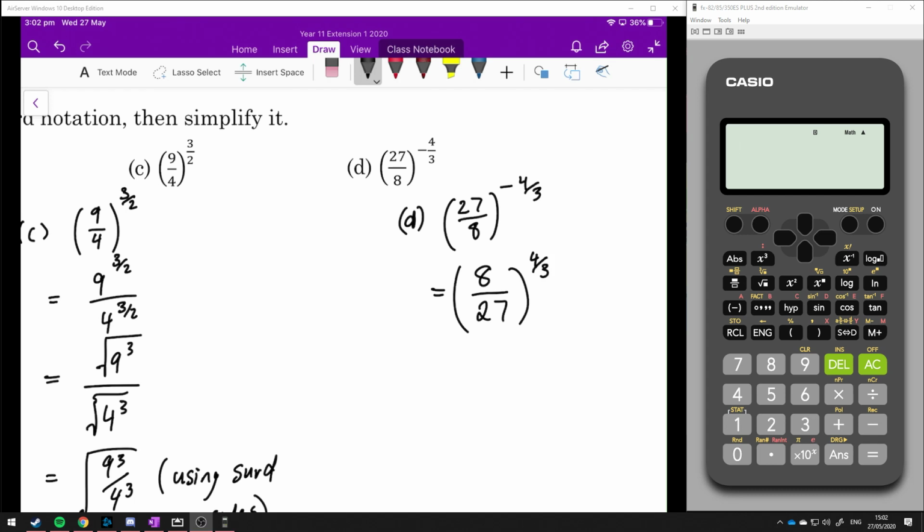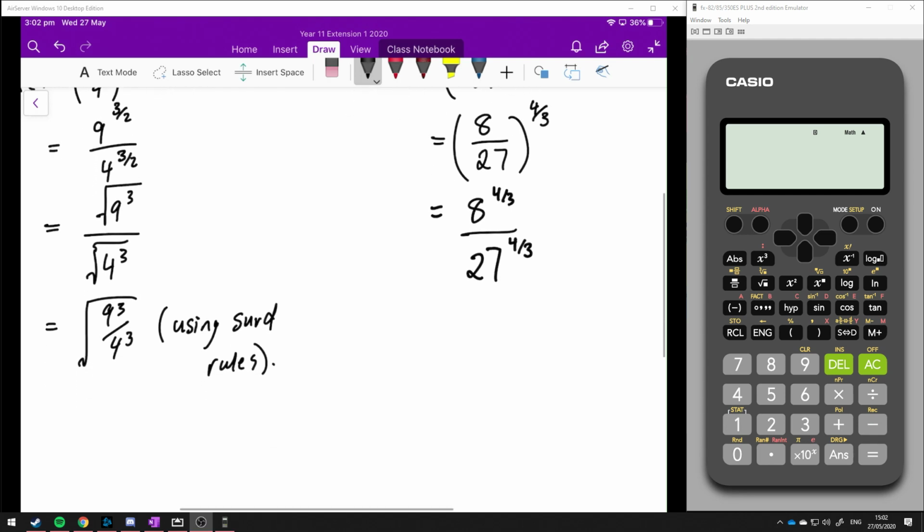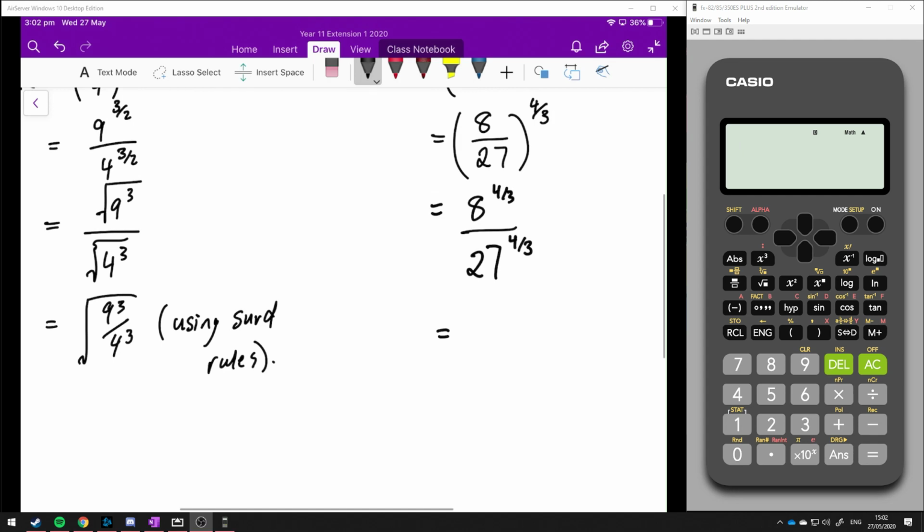So remembering that negative is effectively going to take everything to the bottom that's on the top and everything from the bottom to the top, like that. So continuing on, we're going to do our power of a quotient. So we're going to get 8 to the 4 on 3 over 27 to the 4 on 3. Okay. And this is equal to the cube root, I should say, of 8 to the power of 4 over the cube root of 27 to the 4.